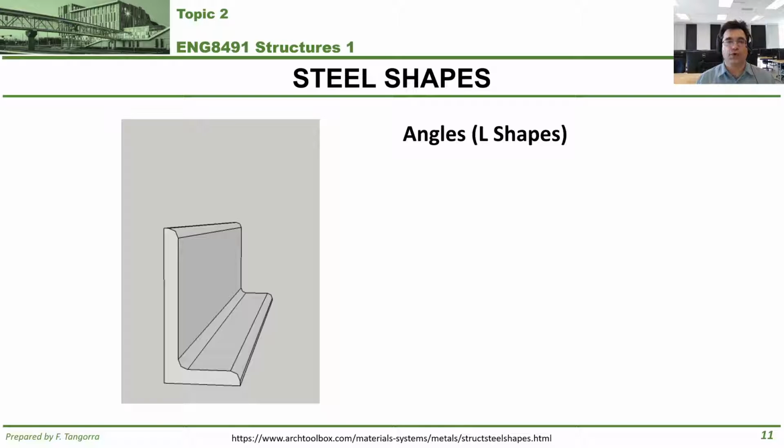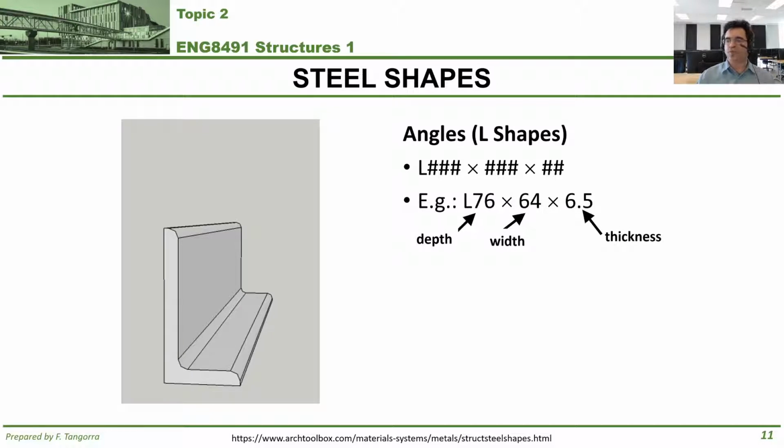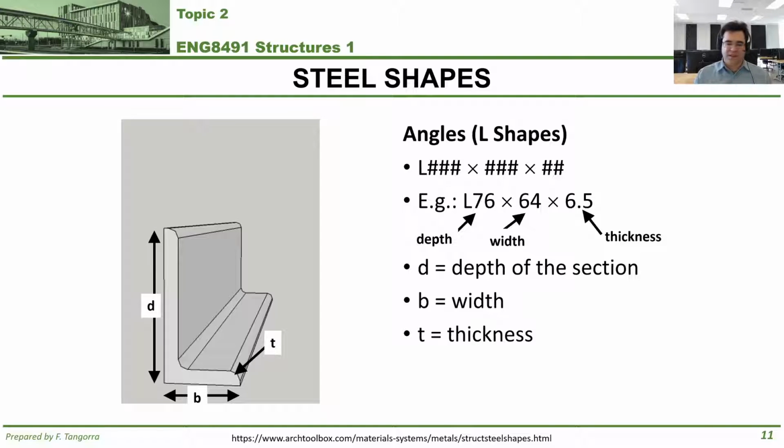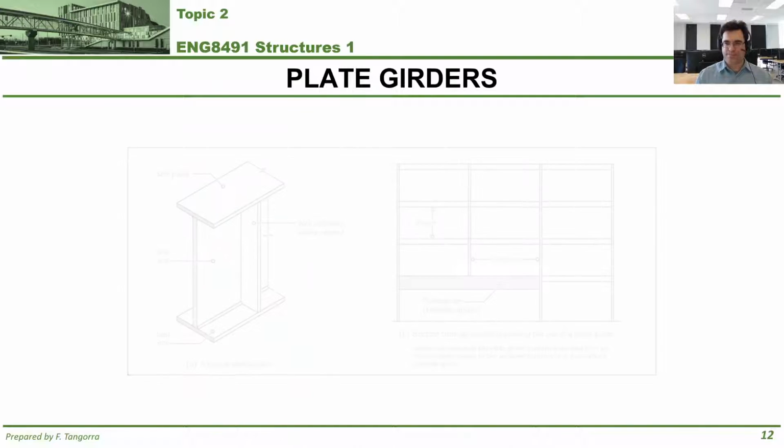Angles next, or as they're also known, L shapes. They're labeled with a capital L followed by a number, a multiplication sign, a number, a multiplication sign, and a number. For example, this would be read as L76 by 64 by 6.5, where the first number, 76, refers to the depth of the shape, the second number, 64, refers to the width of that leg, and then the thickness is 6.5 millimeters everywhere, pretty much, except for the edges. The depth, the width, and the thickness are labeled as such.